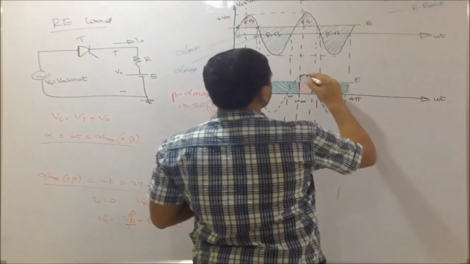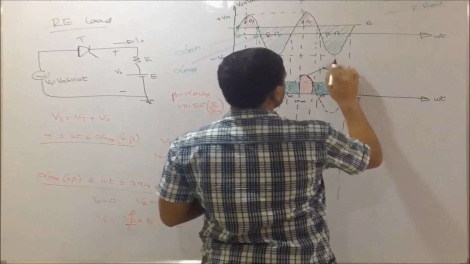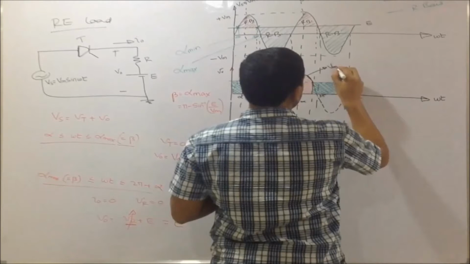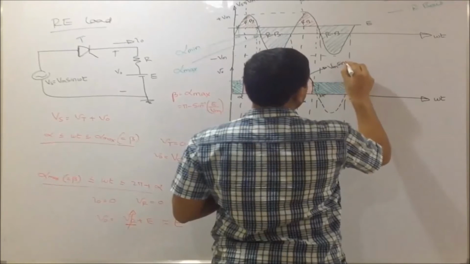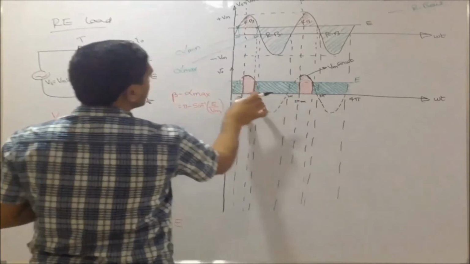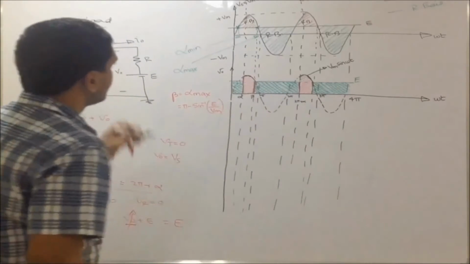This waveform is Vm into sin omega t. But this is for only part 2 pi plus alpha to 2 pi plus beta, or alpha to beta.